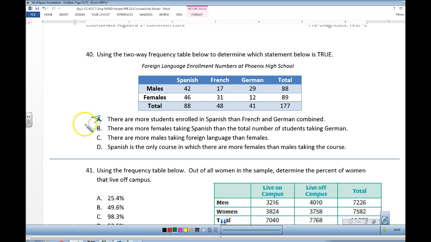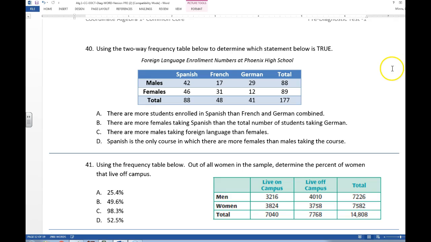So, not that one. There are more females taking Spanish. Females taking Spanish, 46. Than the total number of students taking German. German total, 41. Ding, ding, ding. We have a right answer. B. There are more females taking Spanish than the total number of students taking German.